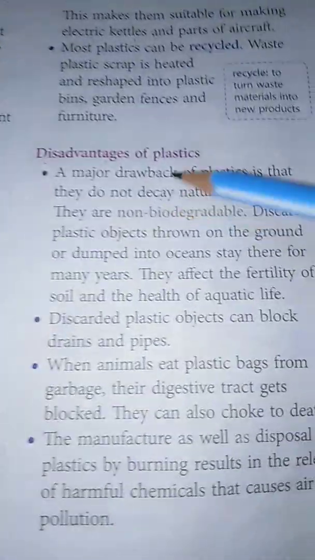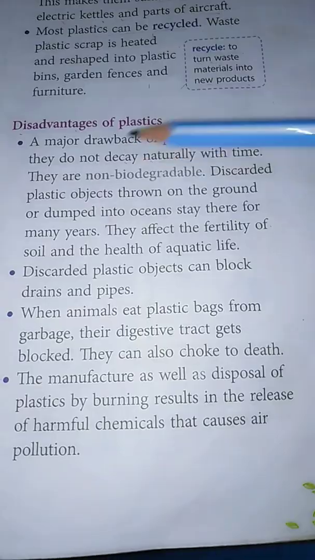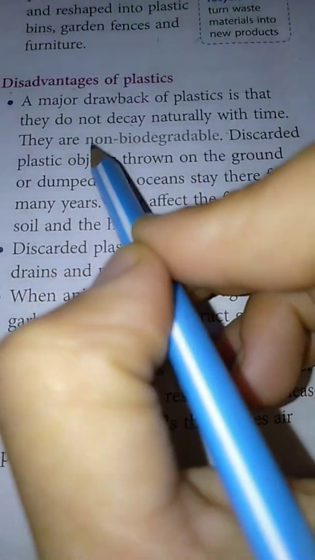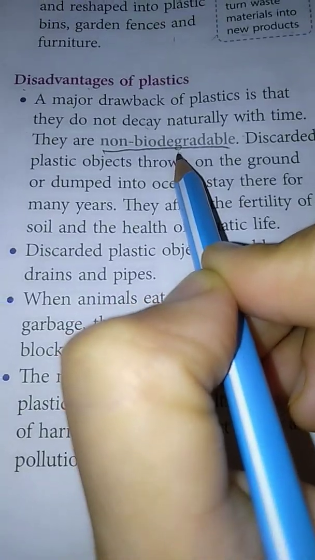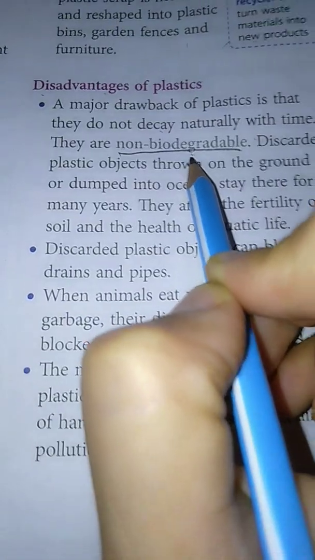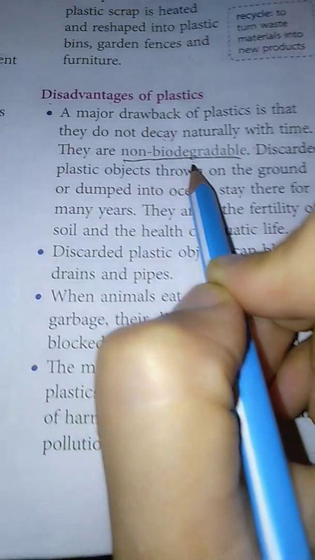Now disadvantages. Now we have seen all the advantages of plastic. Now we will see the disadvantages. The major drawback is it is non-biodegradable. This is the major drawback. That is why many cities have banned the use of plastic, because it does not rot and mix with the soil.